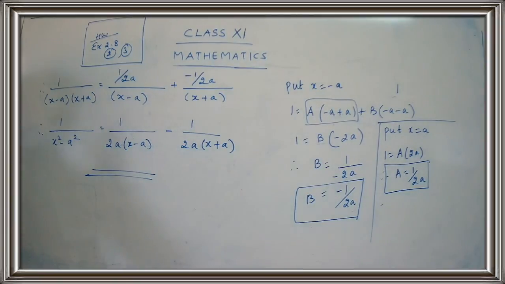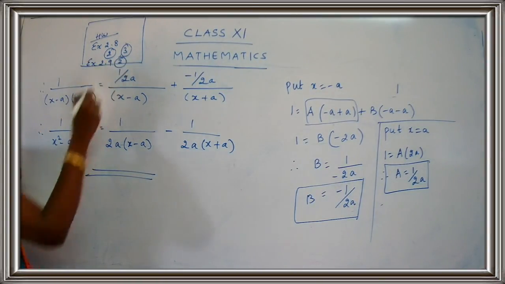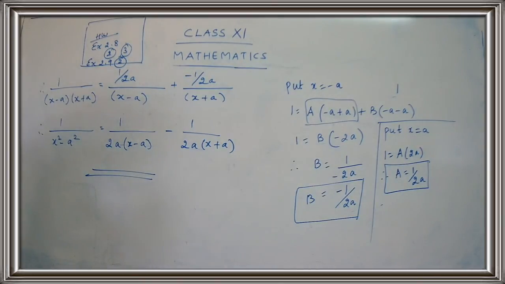So here from exercise 2.9, you have to complete the second question as homework. From exercise 2.9, the second question will be homework. You have to follow the same type as you followed for the first question. So the first question and the second question are of the same type. You have to use A and B and you have to get the answer. Okay, children? Try out the sum.